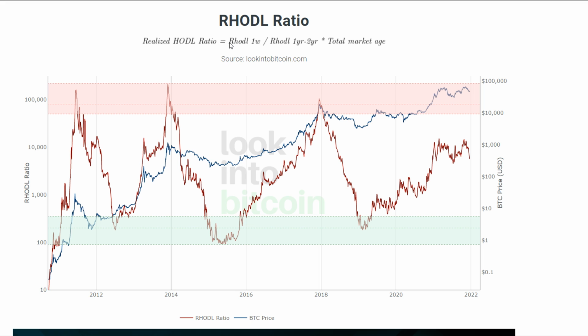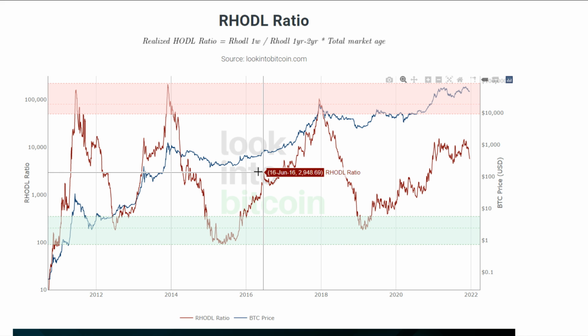And so basically the realized HODL 1 week, the first part of the formula, is essentially the amount of Bitcoin that hasn't moved in 1 week. And then when you divide that by the amount of Bitcoin that hasn't moved between 1 to 2 years times by the total market age, you get the realized HODL ratio, which is this indicator just here. The blue line is the Bitcoin price, by the way, and this red line just here, the realized HODL ratio, shows us if we're potentially at a bear market bottom or a bull market top.